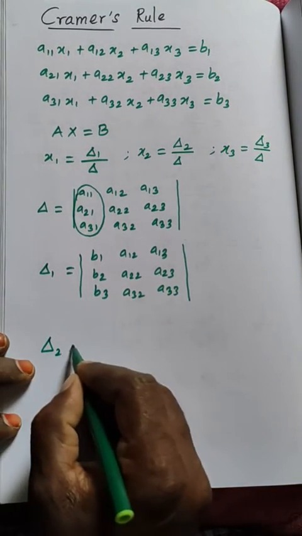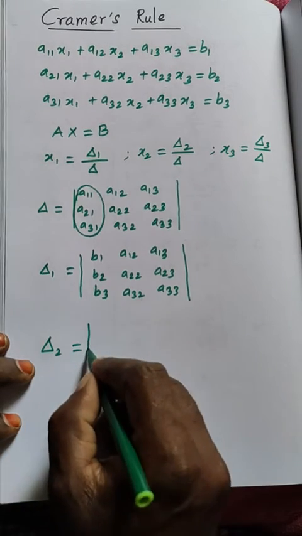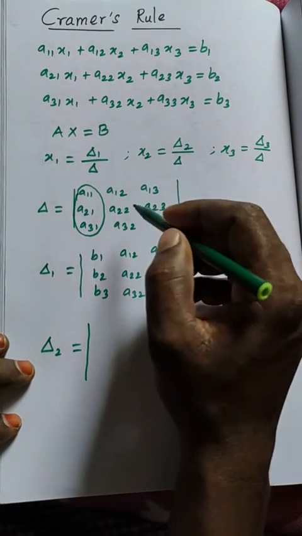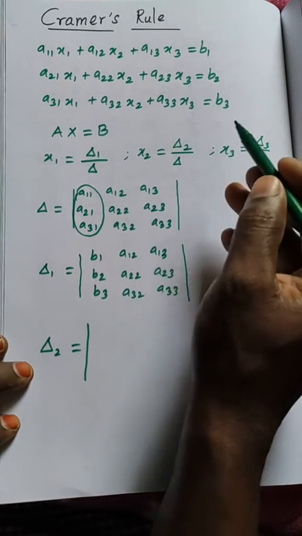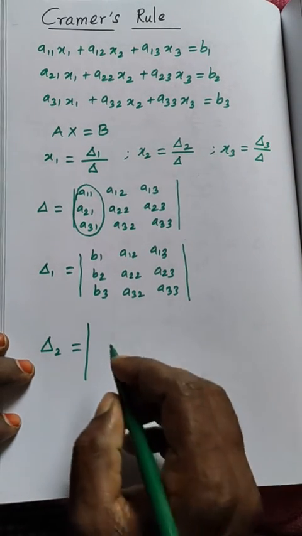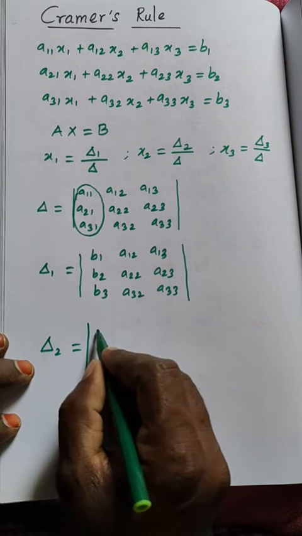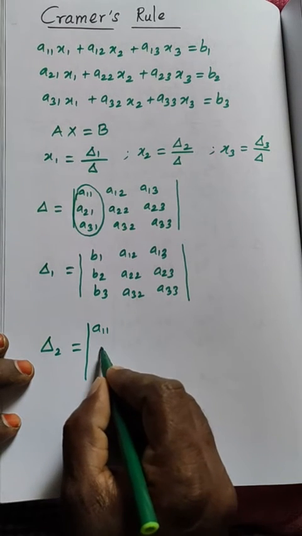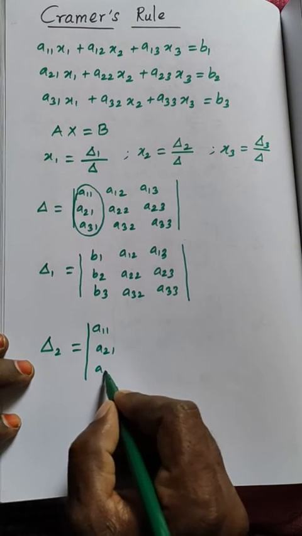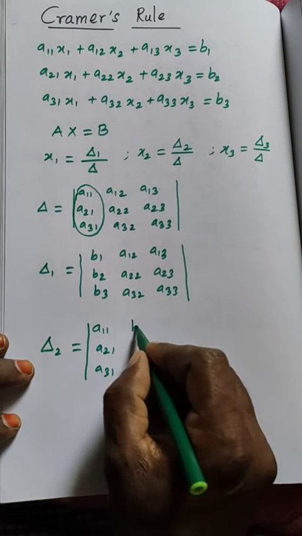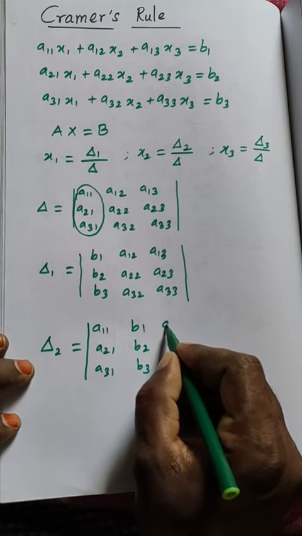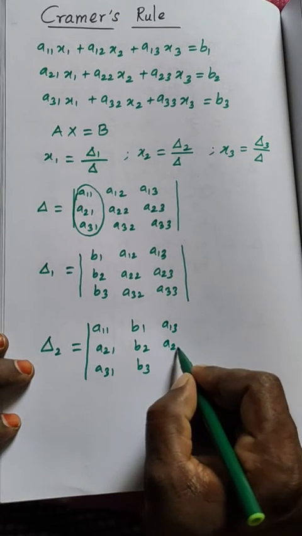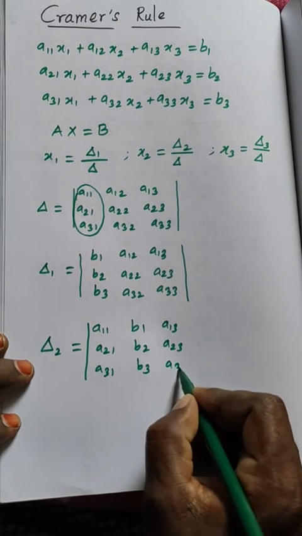Similarly, for delta 2, remove the coefficients of x2 and insert the B. Therefore we get a11, a21, a31, b1, b2, b3, a13, a23, a33.